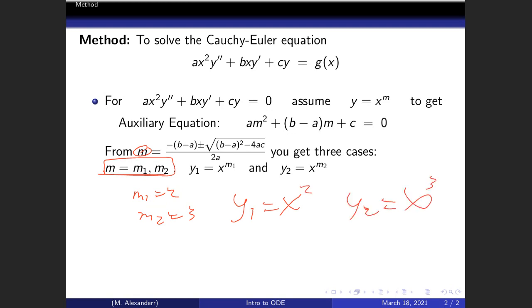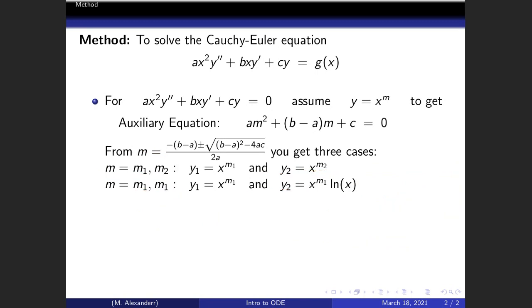So that's what this means. This is the case when you actually get two real numbers from the quadratic formula. So this is what your two linearly independent solutions will look like, depending on what your m1 and m2 are. So that's the first case.